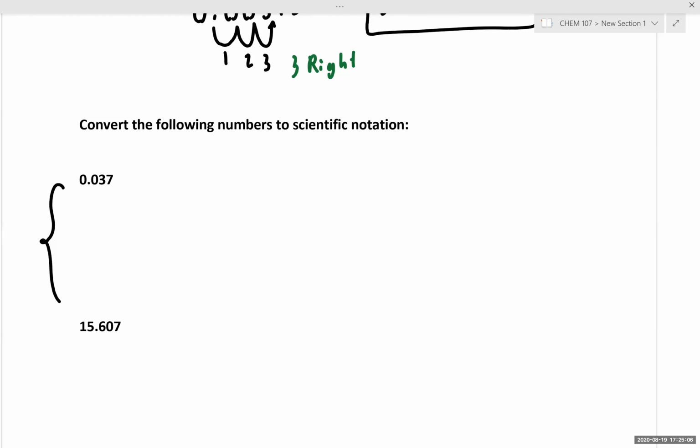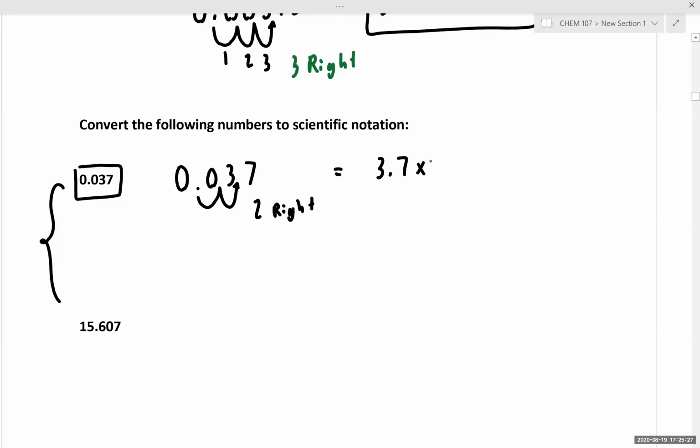First one is 3.7 times 10 to the negative 2. Yep, exactly right. I see a lot of responses for the first question. So if we have 0.037, we move our decimal point a total of 2 spaces to the right, and that in turn gives us 3.7 times 10 to the negative second. Wonderful. Thank you for sharing, and I also greatly appreciate that everyone is sharing in the chat.